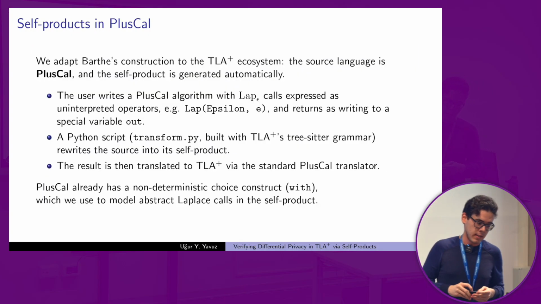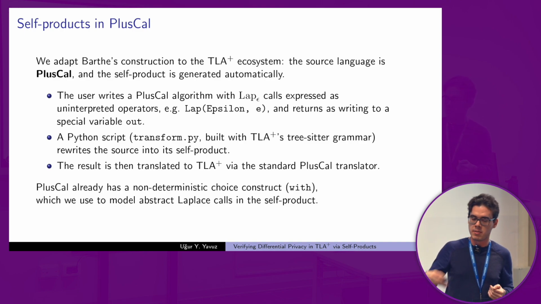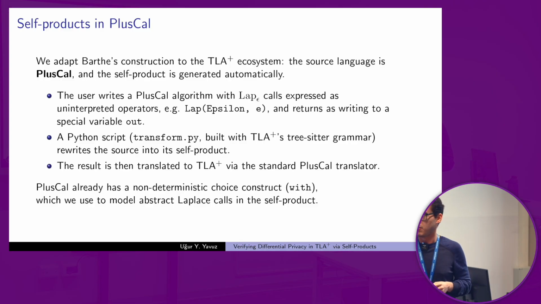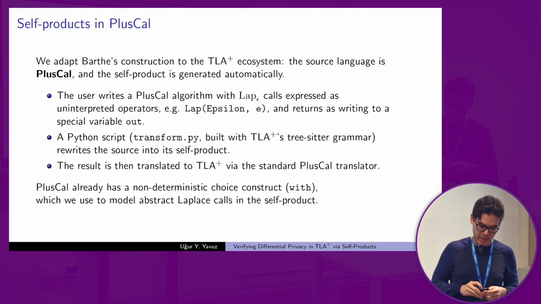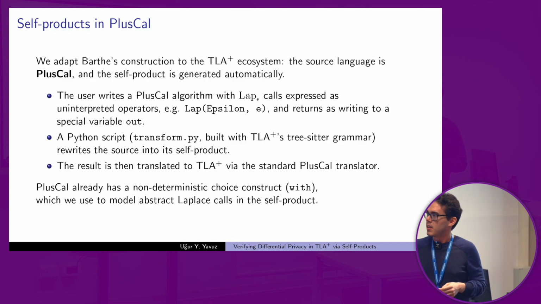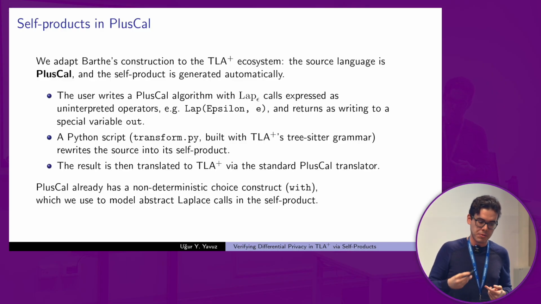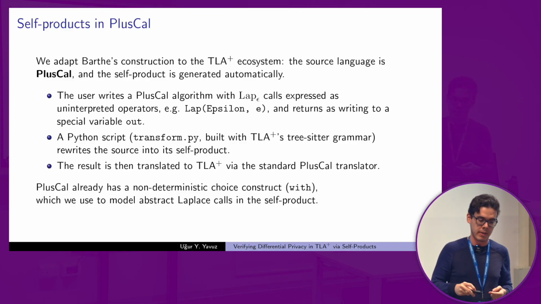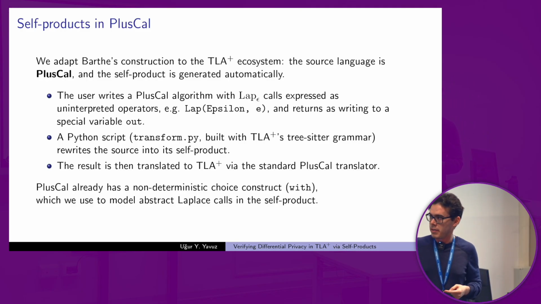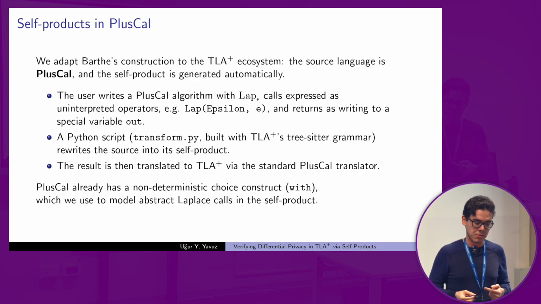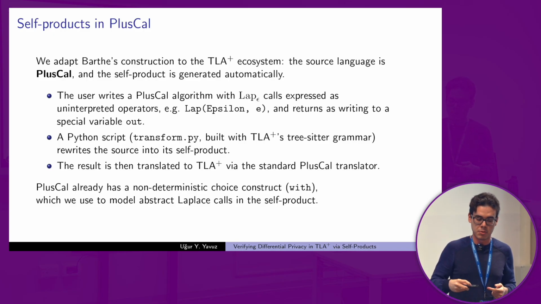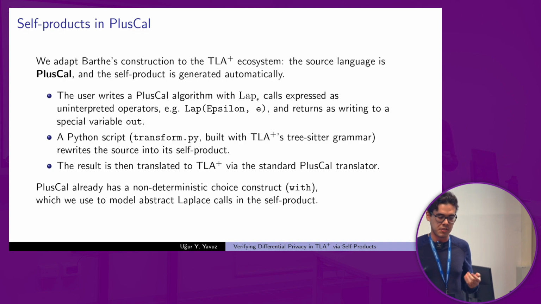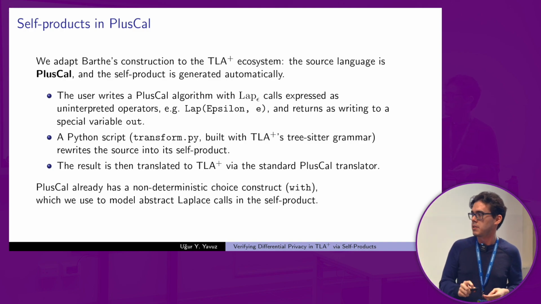And for our work, what we've done is that we adapted Barth's construction to the TLA plus ecosystem. The source language we use is a fragment of PlusCal, that is the deterministic fragment of the PY language we presented. And from there, we generate the self-product automatically. Here is the workflow. The user writes a PlusCal algorithm with the Laplace calls expressed as assignments of an uninterpreted operator in the source, and returns their assignments to a special variable called out. Following that, a Python script that we wrote, which uses the tree-sitter grammar for TLA+, rewrites the source into its self-product. And the result is then translated to TLA+ through the standard PlusCal translator.